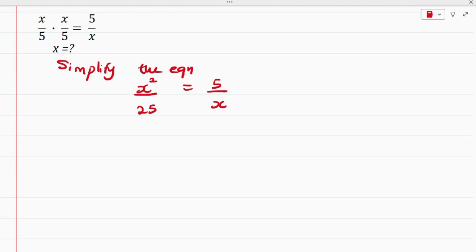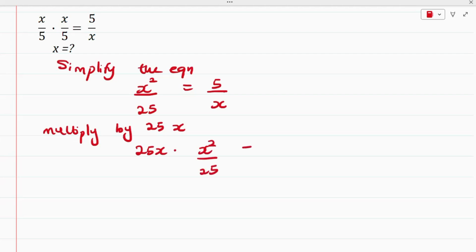The next thing you want to do is to multiply through by 25x to get rid of the denominator. So we have 25x multiply x squared over 25 is equal to 25x multiply 5 over x. This is going to cancel out this. We have x raised to the power of 1 multiply x squared is equal to x multiply x, we have 25 multiply 5. So this becomes 25 multiply 5.